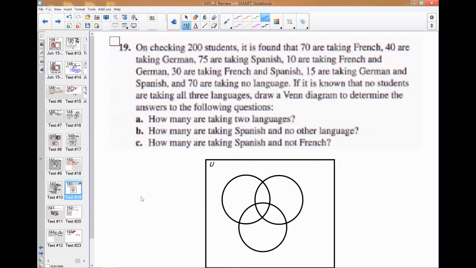So this is one of these puzzle problems, but it's a little different, isn't it? Just a little different. Okay, so we got 200 students total. We're going to keep our eye on that. We got the single numbers here. Let's see, what do we have? French, German, and Spanish. So French, German, Spanish. All right.